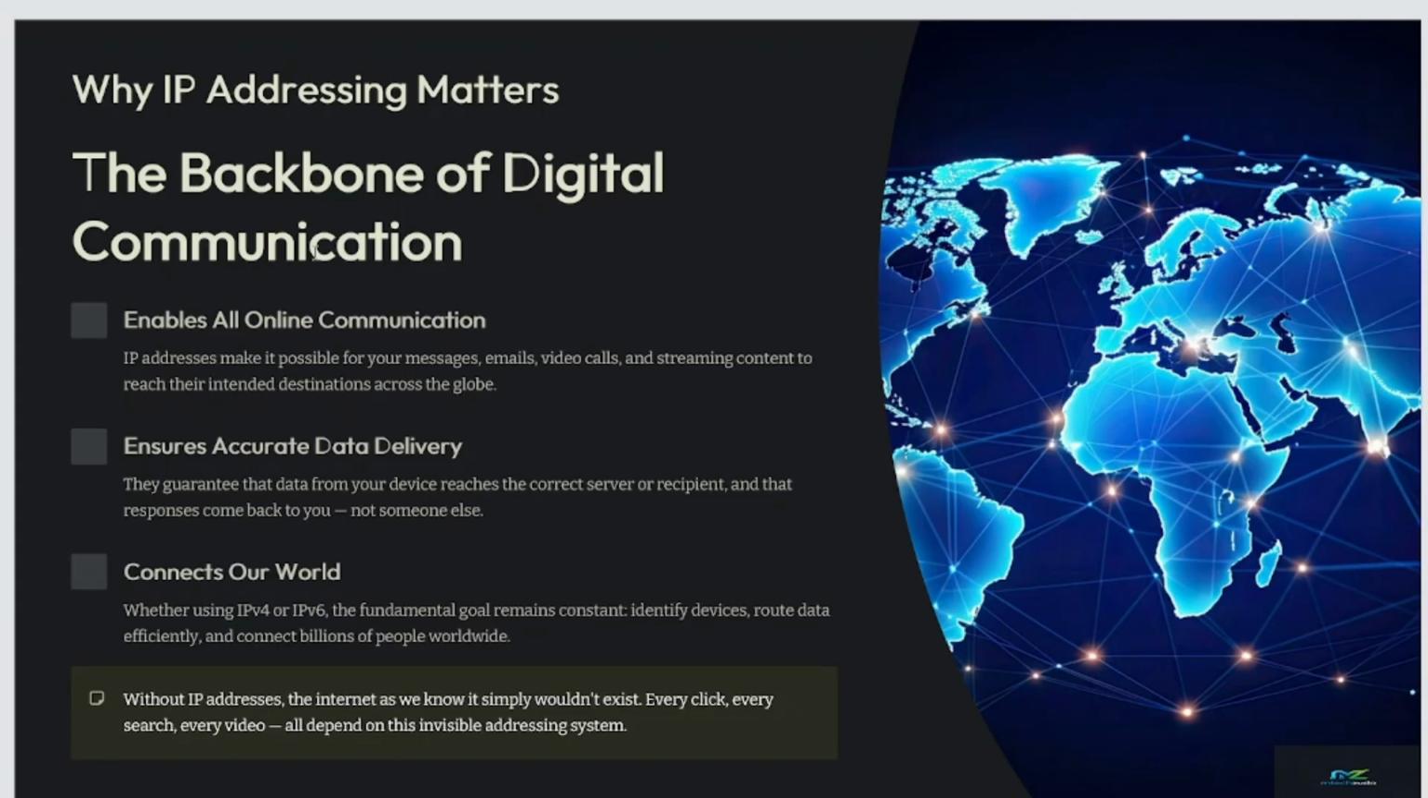Now, why IP addressing matters? IP addresses are the backbone of all online communication. Without them, your messages, emails, or videos wouldn't know where to go. They make sure that data from your device reaches the correct destination and that the responses come back to you, not someone else. Whether it's IPv4 or IPv6, the goal is the same: identify devices, route data, connect the world.